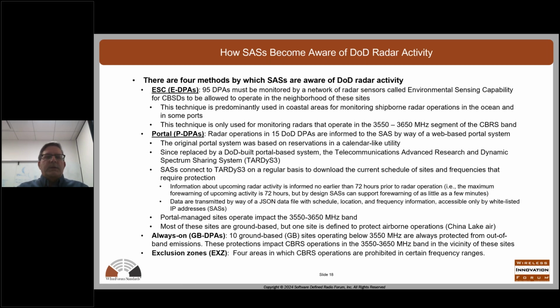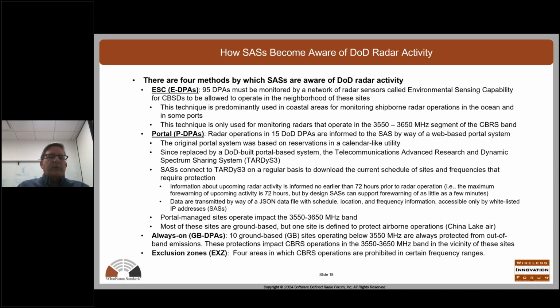So how does the SAS become aware of DoD radar activity? There's 2 principal ways. There is what we call ESC, Environmental Sensing Capability, and that's a network of essentially glorified radar detectors. For those of you who like to speed when you drive, you probably remember those before the cops moved to LiDAR and lasers, but it's essentially just detecting the radar activities. And when the sensors detect radar activity, there's a little bit of logic applied to determine whether what it's hearing is real and needs to be alerted to the SAS.